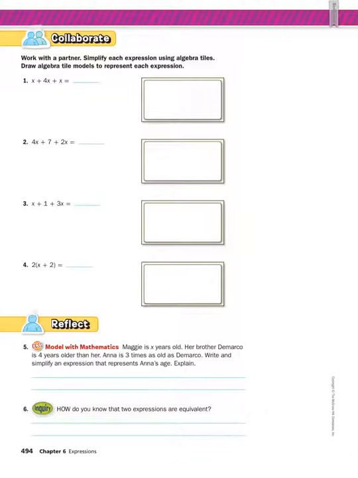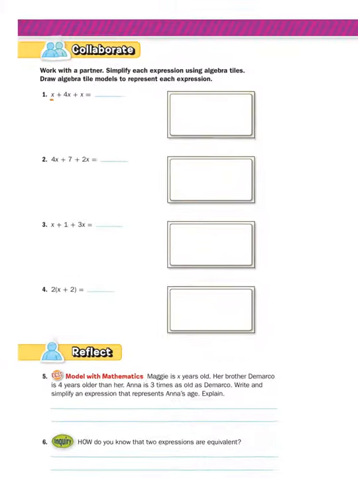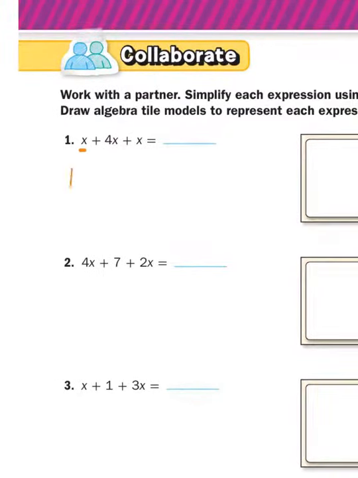So now on to the next page. We're going to do some of these together. So I'm going to do 1 with you, and then I'm going to have you try 2. Now in 1, we're going to start by drawing the algebra tiles. So in 1, we have 1 x tile. Let me zoom in so you can see it better. We have 1 x tile.